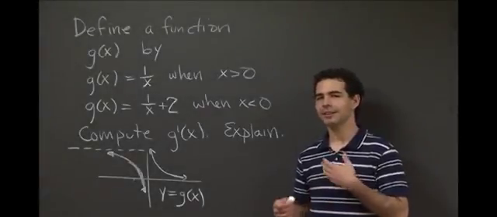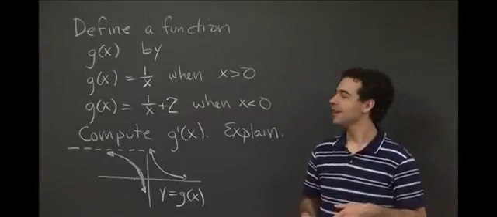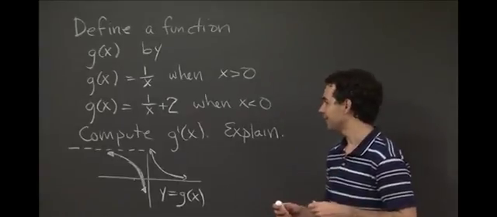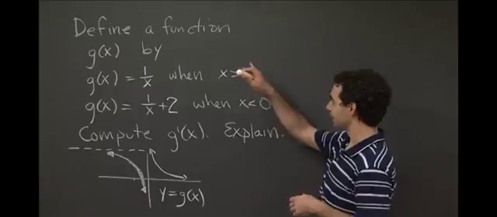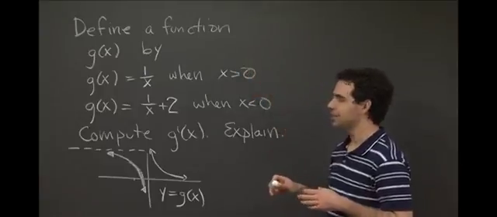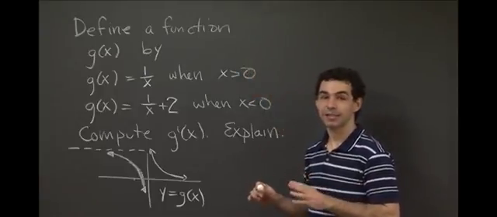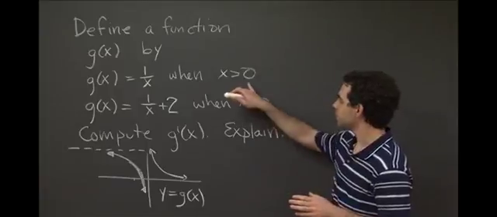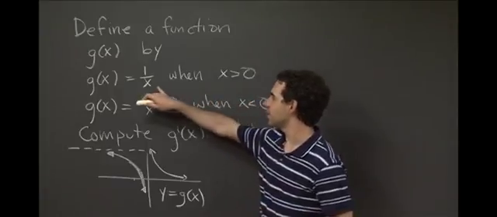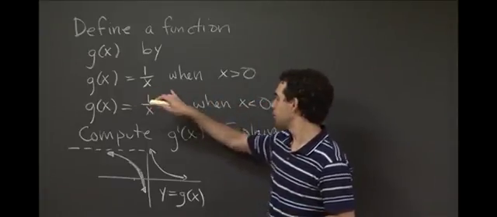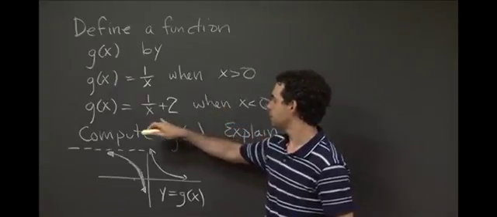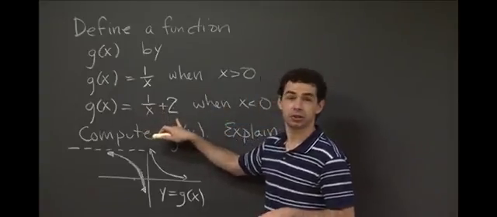I have here a little bit of a strange problem for you. So let me just tell it to you, and then I'll give you some time to work on it. I want to define a function g of x, and I want to define it piecewise. When x is positive, I just want g of x to be 1 over x. But when x is negative, I want g of x to be 1 over x plus 2.